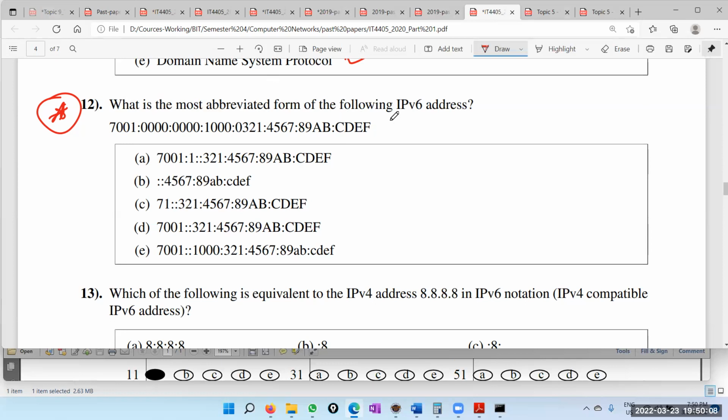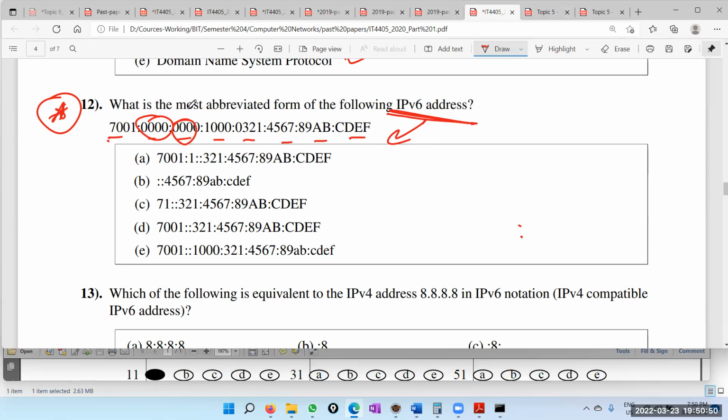Okay, right. Anyway, what is the most abbreviated form of the following IPv6 address? This is a very famous question. These things are now even in the A-level ICT syllabus. So remember, in IPv6 we have hexadecimal numbers separated by not dot but colon. How many portions are there? 1, 2, 3, 4, 5, 6, 7, 8. But when it comes to writing those numbers, if there are all-0 blocks, we can abbreviate. How do we abbreviate?